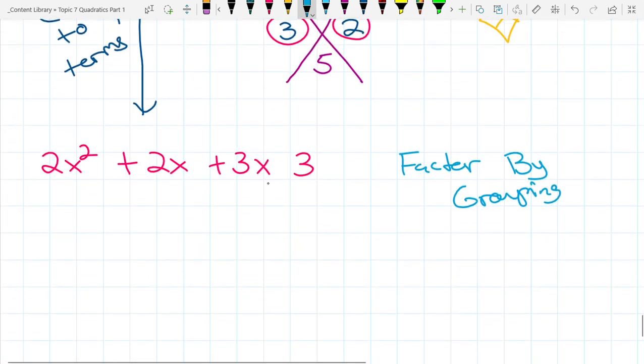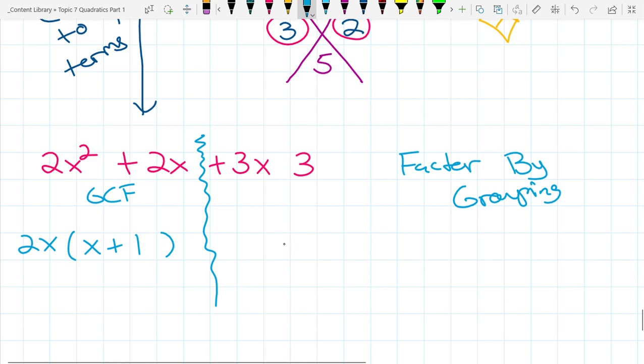The way factor by grouping works is you take your problem, you split it down the middle. You look at the first 2 terms only and you GCF factor it. So the GCF of these 2 terms is a 2x. The insides would have been an x plus 1. In order for factor by grouping to work, whatever you use in the first parentheses, you have to use in the second parentheses. So now you ask, can you multiply x plus 1 by something to get a 3x plus 3? And you can. You can multiply it by a 3.